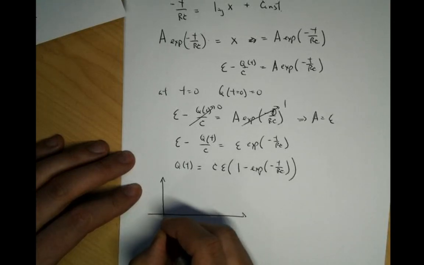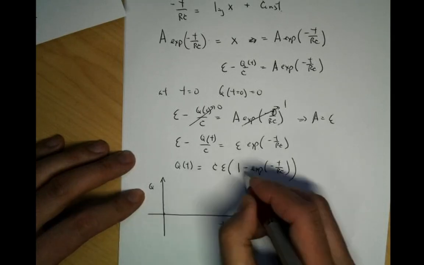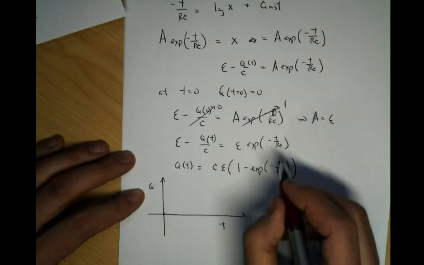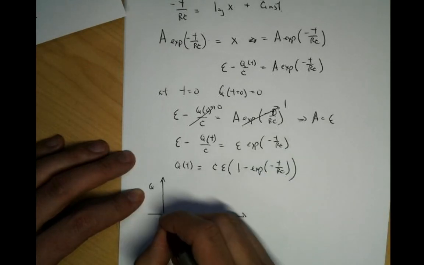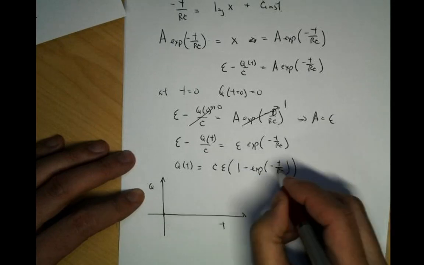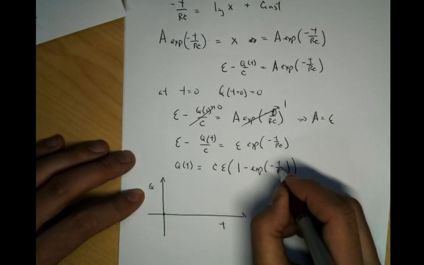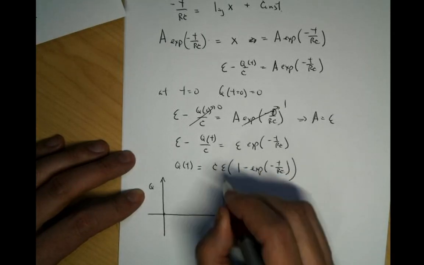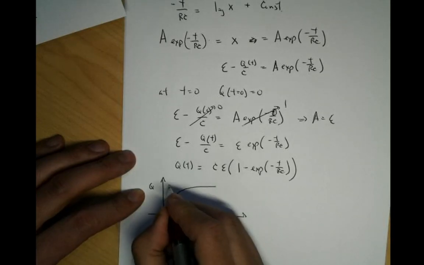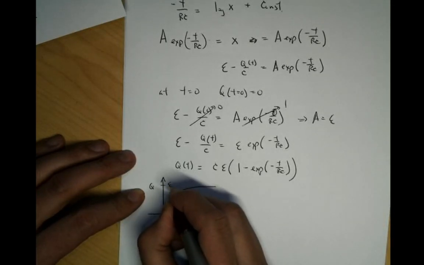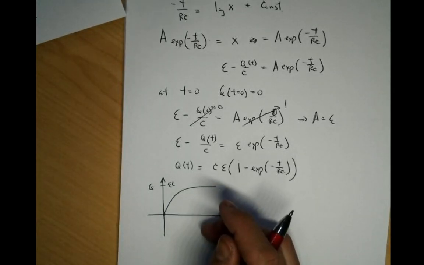Right. So plot q as a function of time now. At time t equals 0, you can work this out or know this is true: this is exponent 0, which is 1, and 1 minus 1 is 0. So it starts at this point. And you pick some really late time, let's say t equals infinity, that's exponent minus infinity, which is 0. So it basically becomes c times epsilon. So it looks something like this, and it peaks out at epsilon times c, or c times epsilon. Right? Okay.